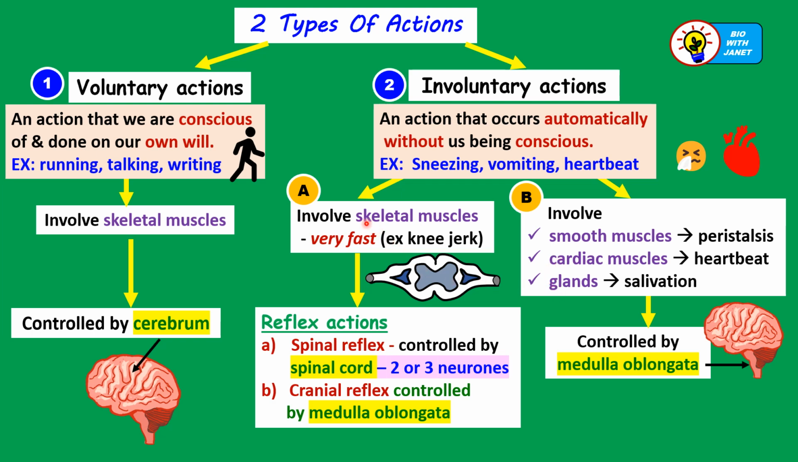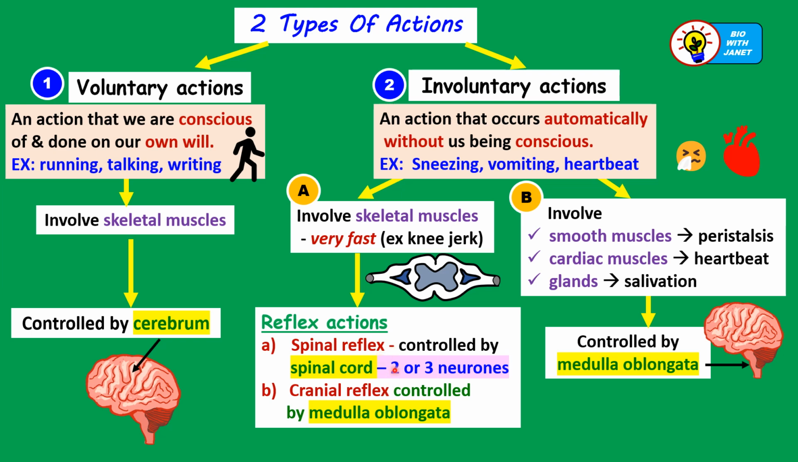Now, for A, those that involve the skeletal muscles, these type of actions occur very fast, such as the knee-jerk response or reflex, and these type of actions are called reflex actions, which are actions that occur automatically and very quickly without conscious control. So, there are two types of reflex actions, and these are the spinal reflexes and the cranial reflexes.